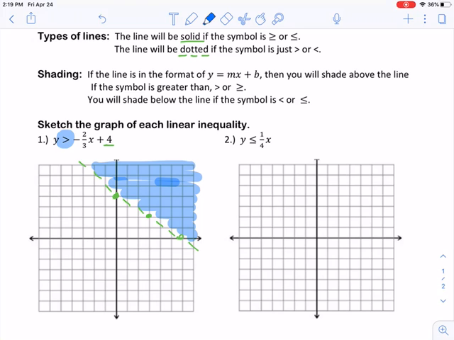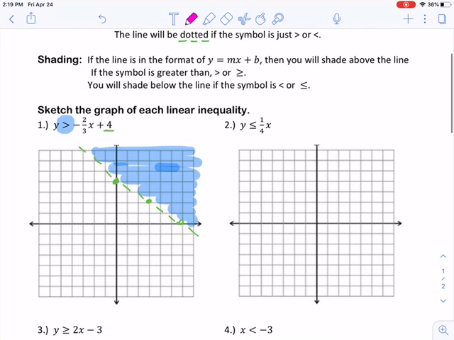Now let's take a look at question number 2. Question number 2 says y is less than or equal to 1/4 x, and I'm going to go ahead and add in the plus 0. So that means I'm going to start at the origin where my y-intercept is 0. I have a slope of positive 1/4, so I can go up 1 and over 4, plot a point. I could also go down 1 and backwards 4 to plot a second point.